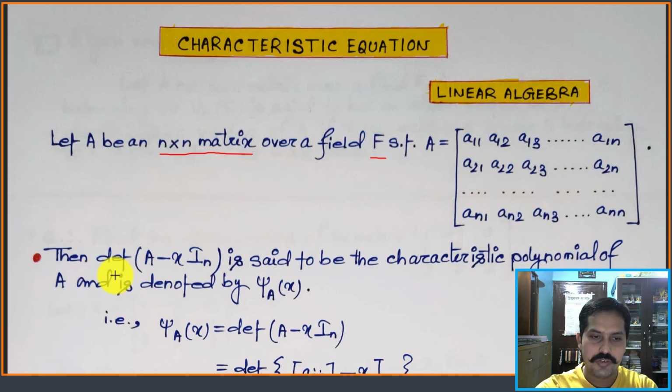Then determinant of A minus xIn. Here In means the identity matrix with the same order as capital A. Then the determinant A minus xIn is said to be the characteristic polynomial of capital A and is denoted by psi of capital A, x. Means characteristic polynomial is denoted by psi A of x. All right.